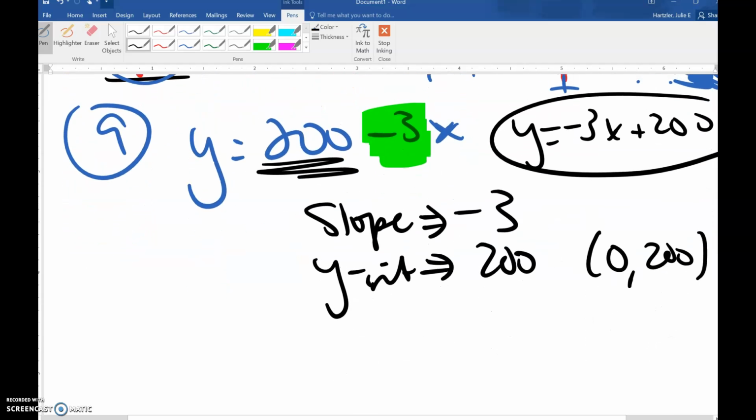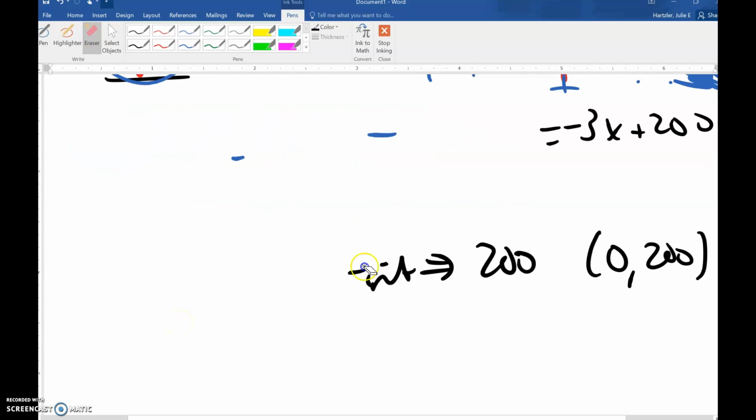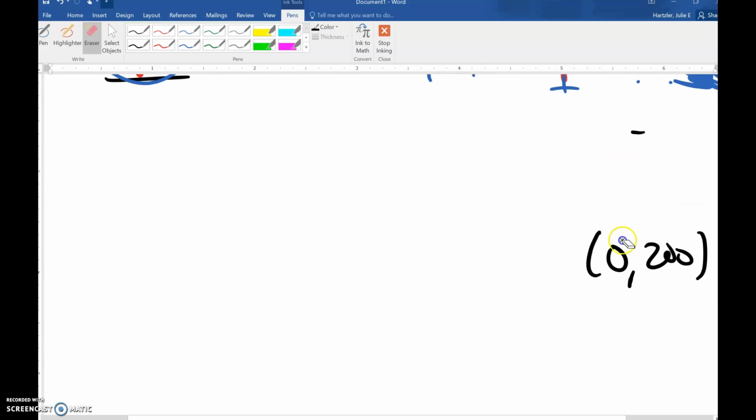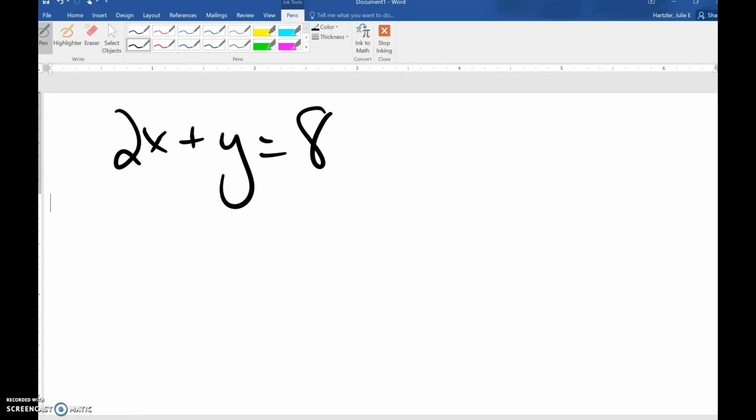All right, and then the other one is 2x plus y equals 8. All right, so I have 2x, maybe. My pen's stuck. Okay, sorry about that. My pen froze and I couldn't write. Okay, so I have 2x plus y equals 8.